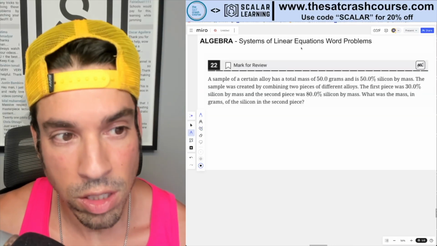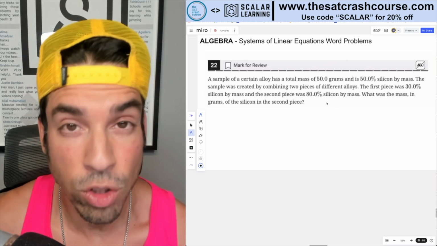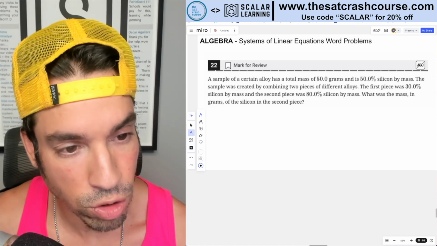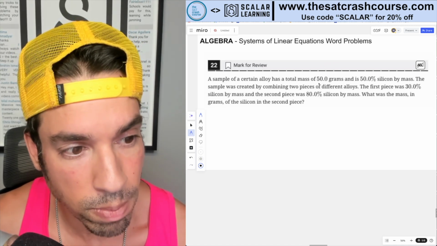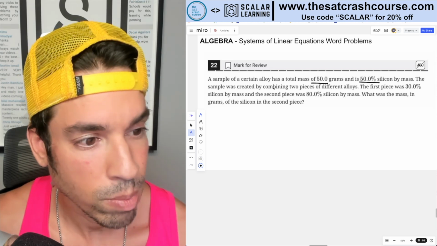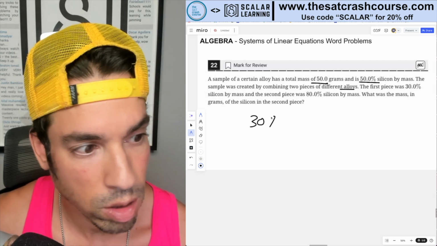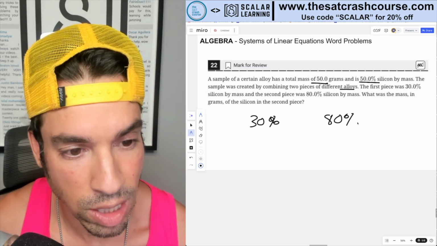Next, we're on to another system of linear equations word problem, but this one in particular is a mixture problem, and I do anticipate that you're going to see a mixture problem like this. So let me show you how to set this up and solve. It says a sample of a certain alloy has a total mass of 50 and is 50% silicon by mass. The sample was created by combining two pieces of different alloys. The first piece was 30% silicon by mass, and the second piece was 80% silicon by mass.